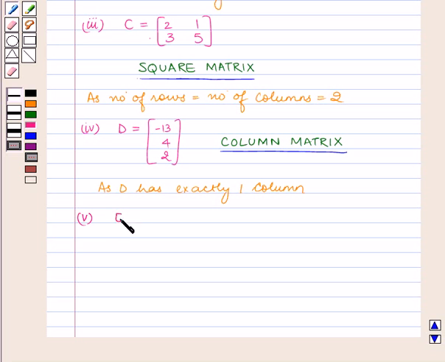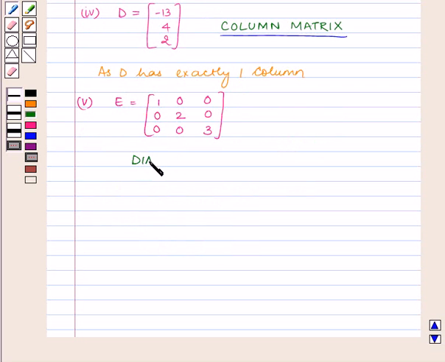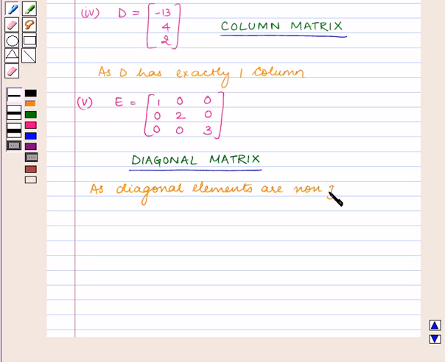Fifth part is E is equal to 1, 0, 0, 0, 2, 0, 0, 0, 3. This is a diagonal matrix as the diagonal elements are non-zero. And all the other elements except the diagonal elements are zero.